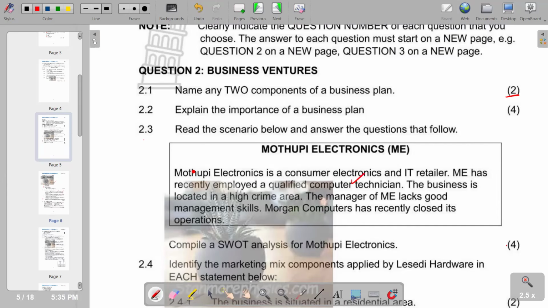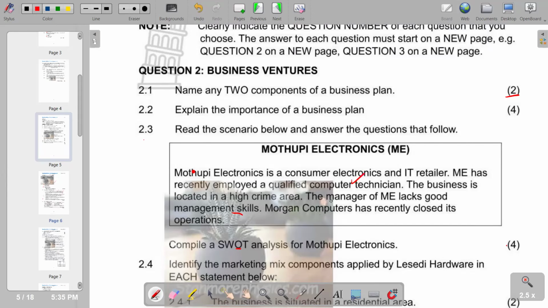Then, in terms of weakness, we see that the manager of ME lacks good management skills. So this is a weakness. As the manager lacks good management skills, it becomes a weakness. It's going to be a negative towards the performance of the business. Then, in terms of opportunities, standing for our O, we try to see where exactly we have our opportunities.